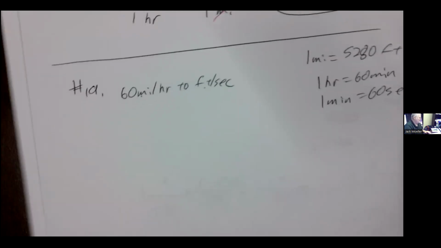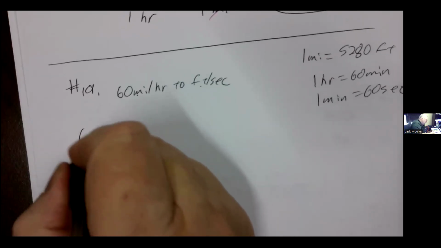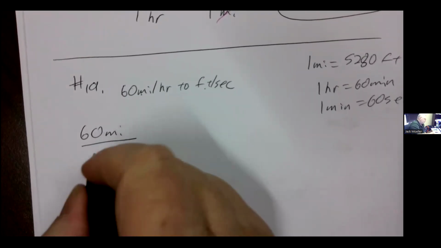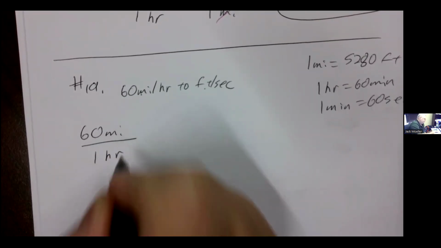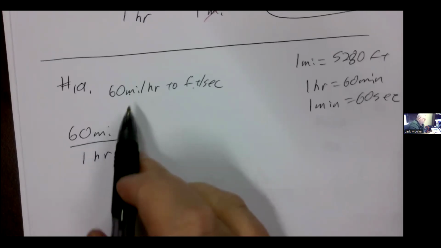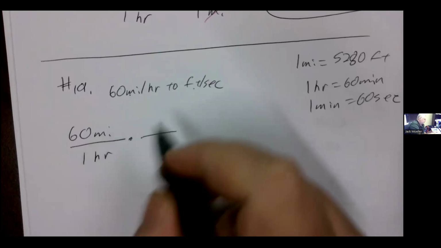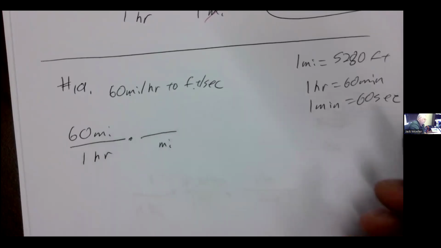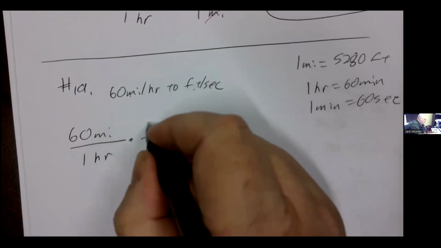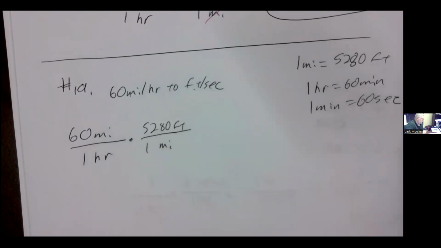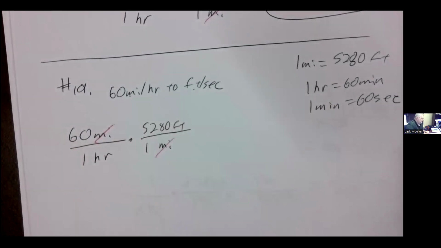Okay, so how do we set this up? So we're starting with 60 miles. And again, that 60 miles per hour means 60 miles per 1 hour. Okay, so let's go ahead and deal with the miles because that's what we're used to dealing with, that one on top. So to cancel out the miles on top and miles on bottom, 1 mile is 5,280 feet. That takes care of that. That's pretty straightforward.